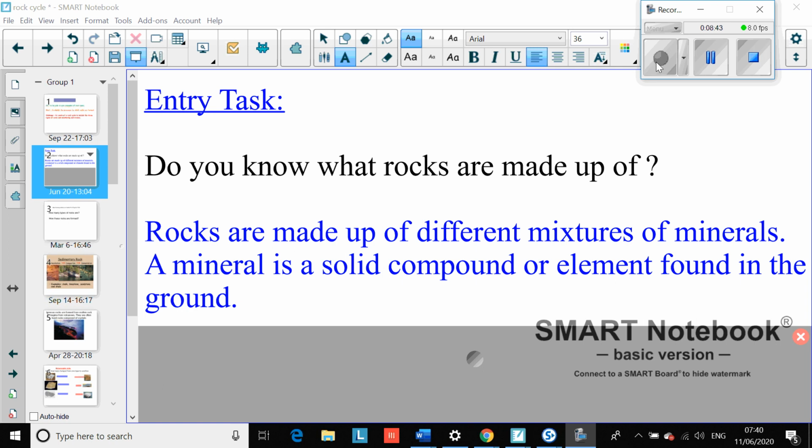Okay, welcome back. So, rocks are made up of mixtures of minerals, and a mineral is a solid compound or element found in the ground. So rocks are essentially made up of minerals held together. So, things like calcium carbonate, copper sulfates, copper carbonate, iron oxide, silicon oxide. A lot of them are basically types of sand, which is silicon oxide forced together in different ways. So a rock is a mineral, a solid compound or element found in the ground. So pause the video and make sure you've got that in your book, please.